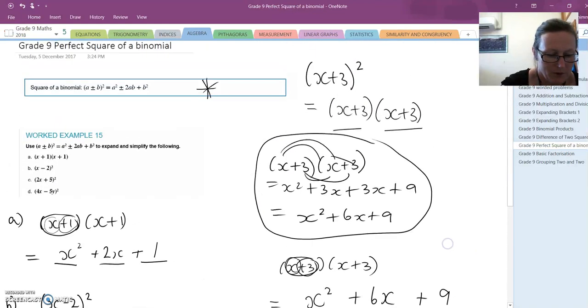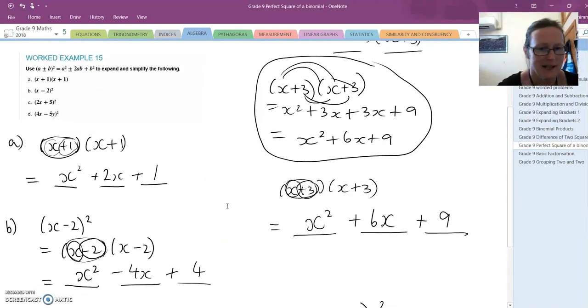So the perfect square of a binomial rule works if what's in the brackets, in both brackets, is exactly the same.